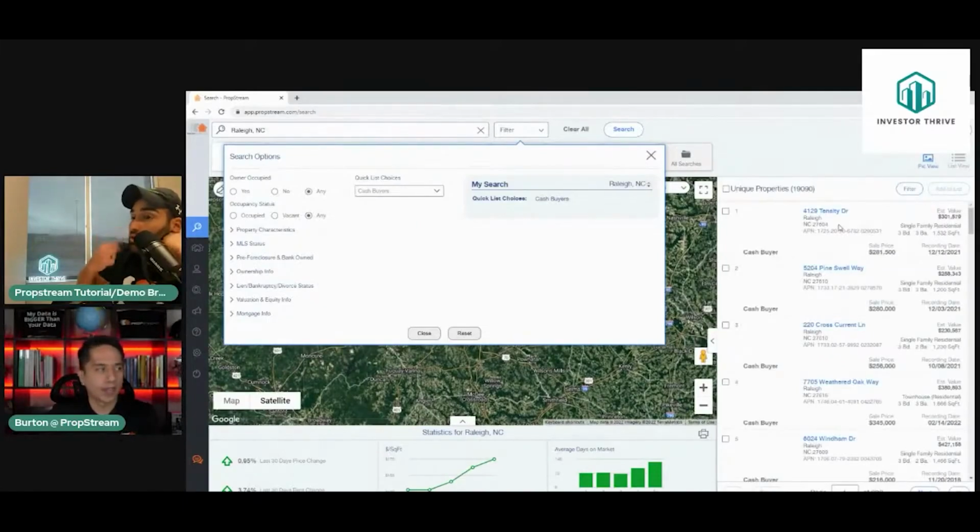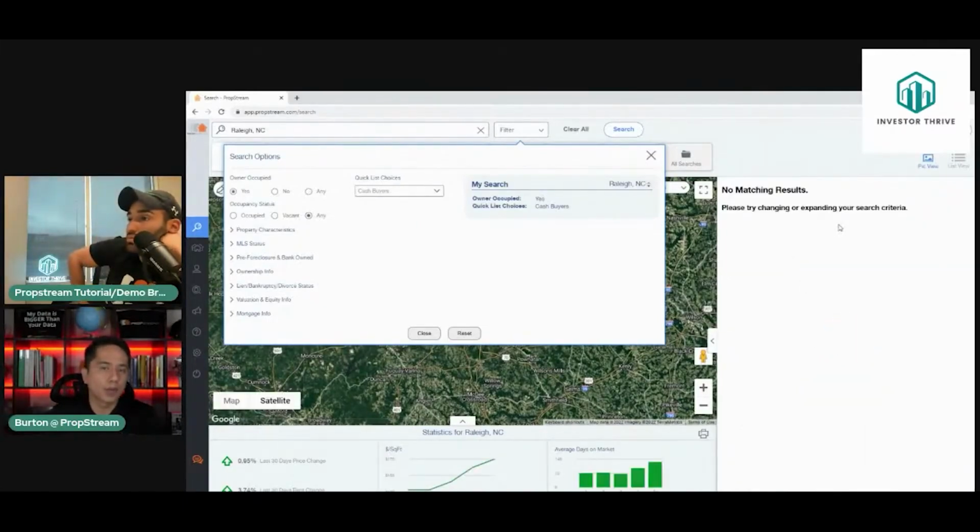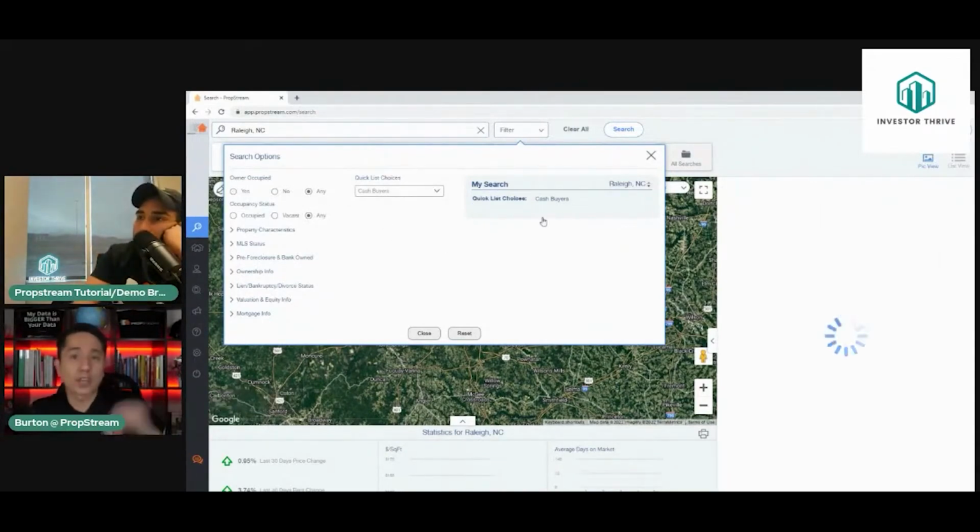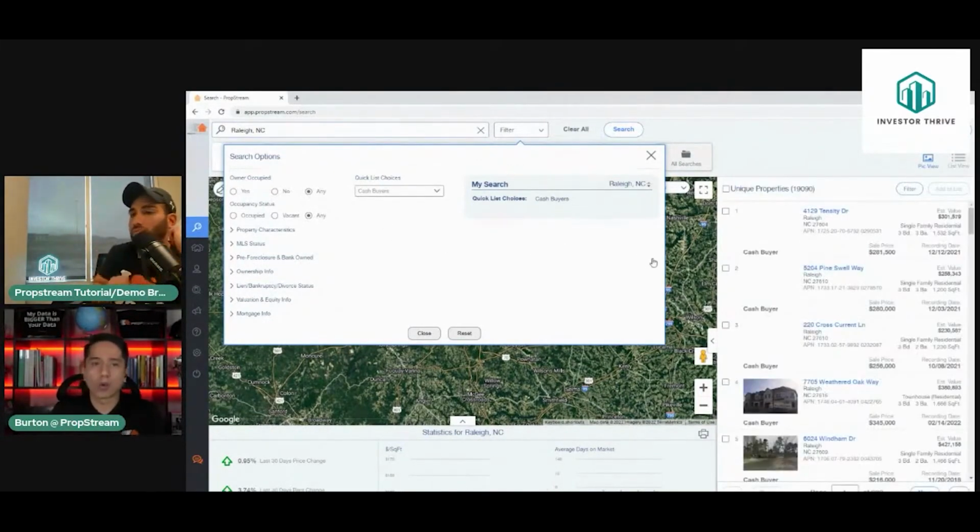So here on the right hand side, it'll say, sorry, no results found, because our logic is it has to be non-owner occupied. That's our category for cash buyers. Now there are some data providers that don't do that. They'll just give you all the cash transactions, and you have to figure out the hard way.